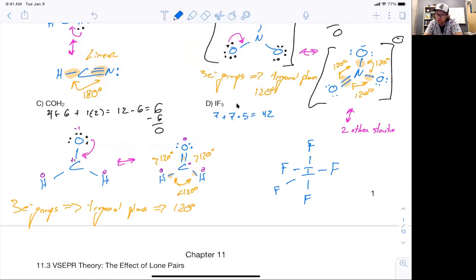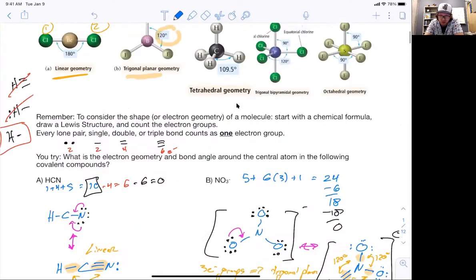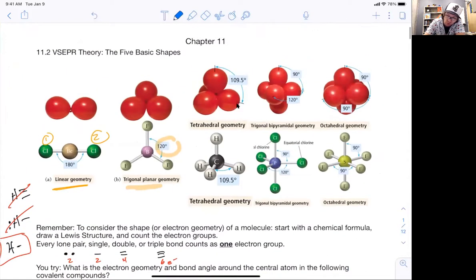IF5 is a stable molecule at maybe certain temperatures. And at first, this is going to feel very weird, because how many electrons are around the iodine? Remember, there are 2 electrons in every bond. So you've got 2, 4, 6, 8, 10 electrons around iodine. So this is one of those octet rule exceptions. And that's true for both of these. These are octet rule exceptions.